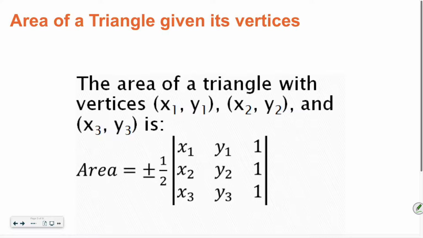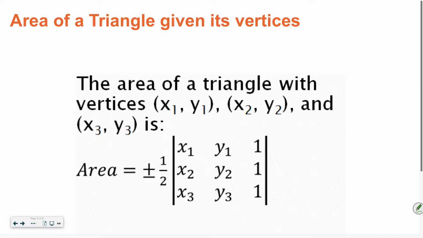As you're writing this in, please note that the coordinates are together in a row, but it really doesn't matter which order the coordinates are in, as long as the x and the y from one coordinate are together in a row. Okay? Also notice there's a plus or minus 1/2 on the outside.